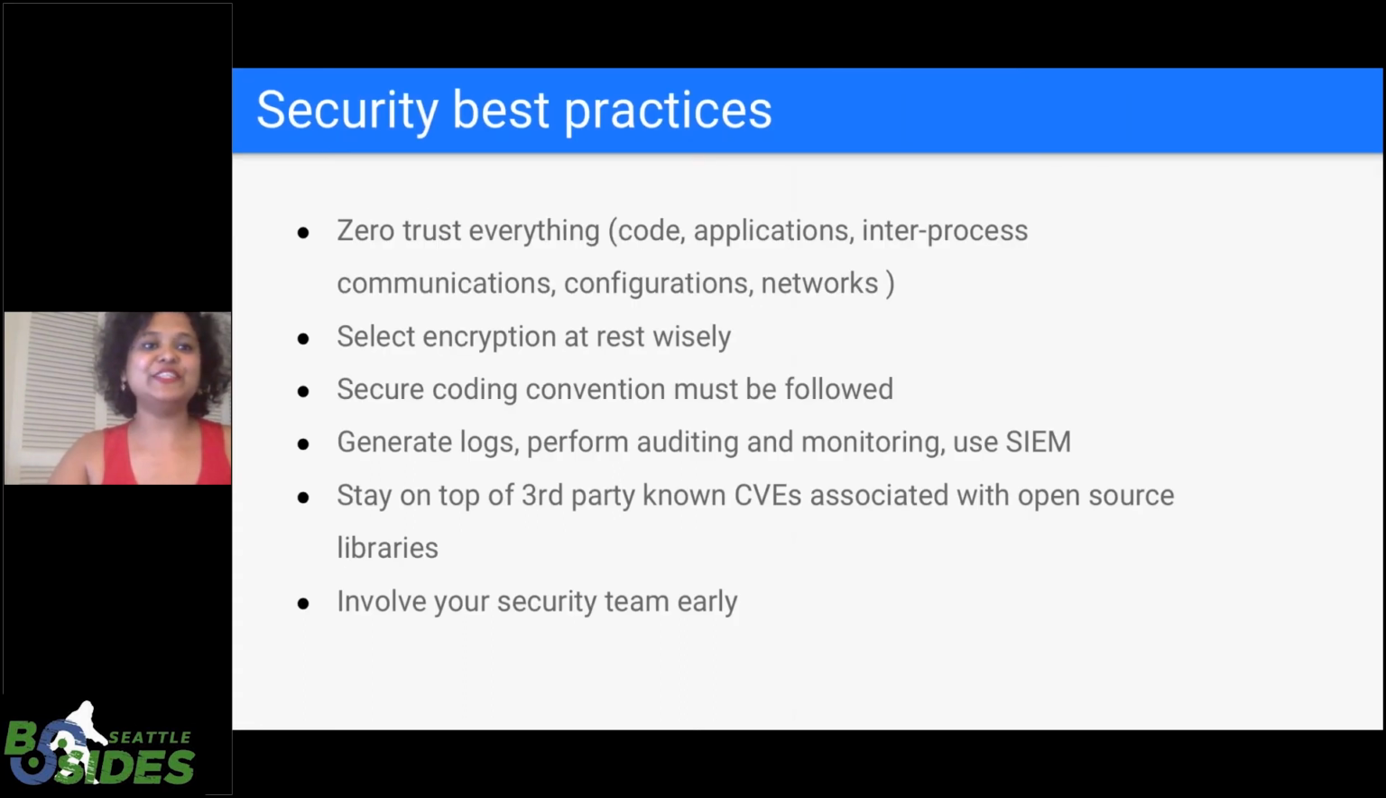So some of the best practices are, first of all, zero trust everything. What I mean by that is, in the monolith world, we had implicit trust because things were tightly coupled. In the microservices world, zero trust your code. That means verify your code, verify applications that interact with each other, even verify the inter-process communication. What I mean by verify is make sure the authenticity and integrity is validated before you talk to them.